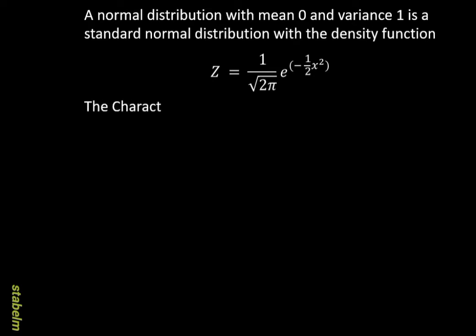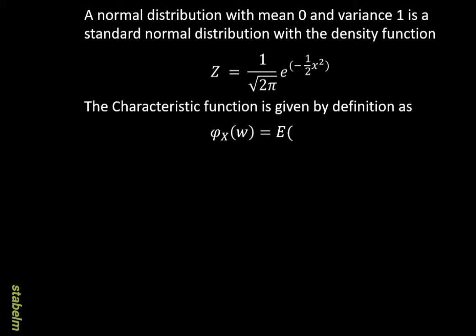The characteristic function is given by this definition: phi subscript x of w equals the expected value of exponential iota w x. For whatever integration or calculus we're going to be using here, we're going to be integrating with respect to w, and if there is any need to differentiate, we'll also be differentiating with respect to w. So the characteristic function is given as phi subscript x of w equals the expected value of exponential raised to power iota w x.